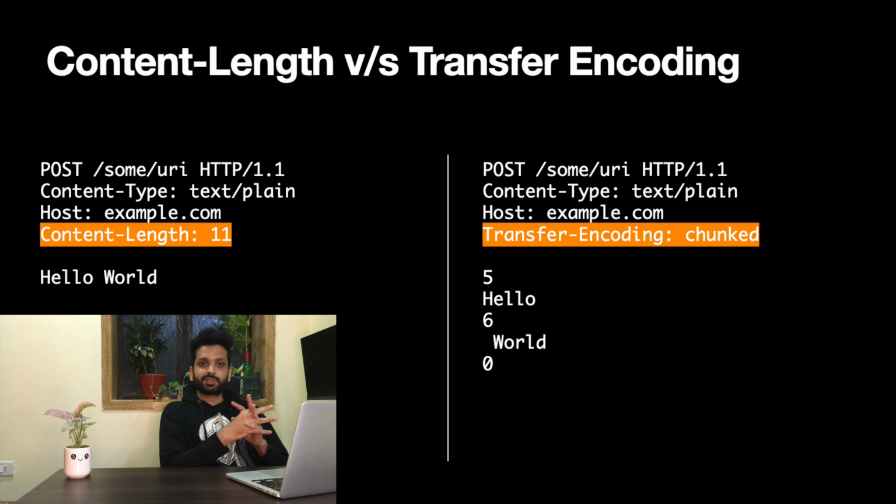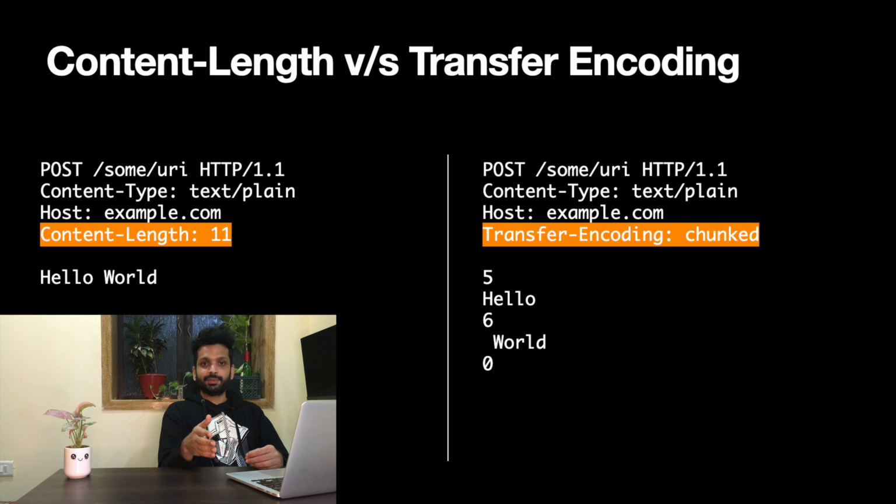If you look at the request on the left, it contains the content length header, and this header is set to the value of 11, which means that the request body is supposed to contain 11 bytes. And the request here contains the words hello world. Hello space world makes up 11 characters or 11 bytes of data. So that fulfills the content length size.